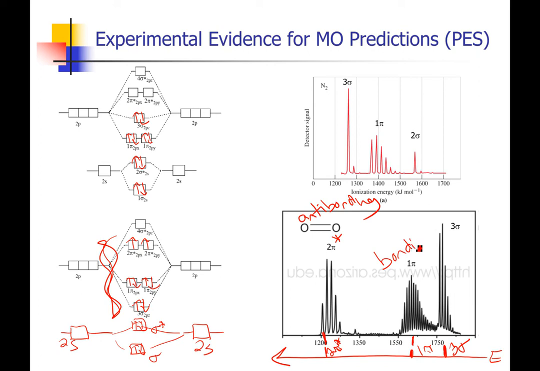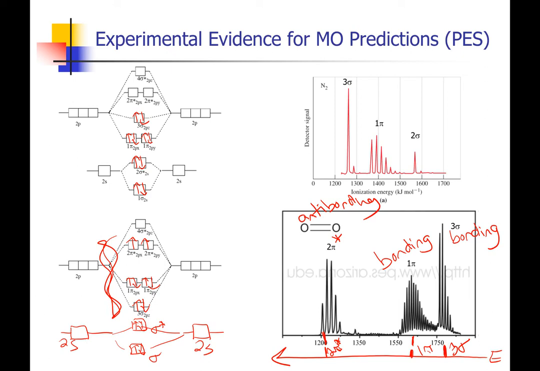And the 3 sigma is also bonding, and so you can see it's also a set of relatively narrowly spaced lines. It's also very common to see the signals for pi MOs of diatomics have more lines than the sigma ones for reasons way beyond the scope of this course. So don't worry about that, but that's how we can tell that we are looking at the 2 pi star, then the 1 pi, then the 3 sigma, rather than having the 3 sigma and the 1 pi inverted.